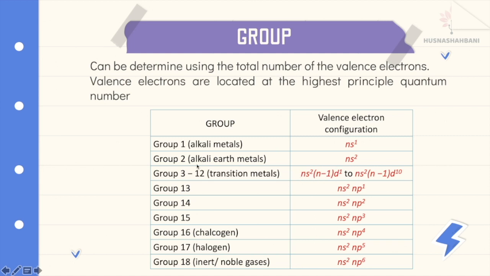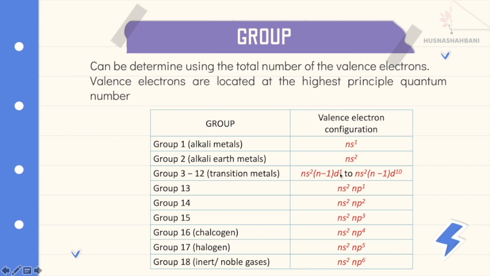2 plus 1, 3. So for group 3. And then 2 plus 10 for group 12. If the valence electronic configuration ends with ns2 np1, it's group 13. So be careful in determining group.